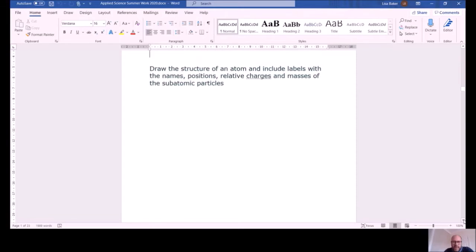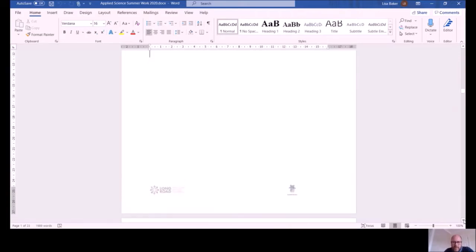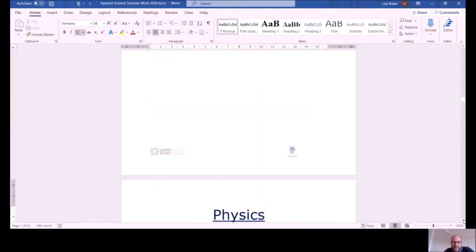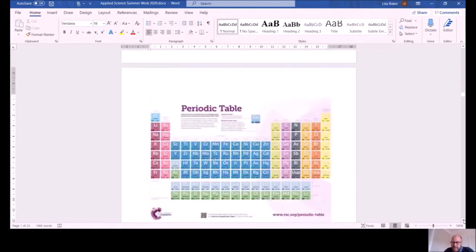Next one, you've got lots of space here. Can you draw an atom as you currently understand it and add the labels of any subatomic particles, where you would find those subatomic particles and their charges and masses relative to each other? Okay, next is a periodic table question. I'm having trouble keeping it in place actually.